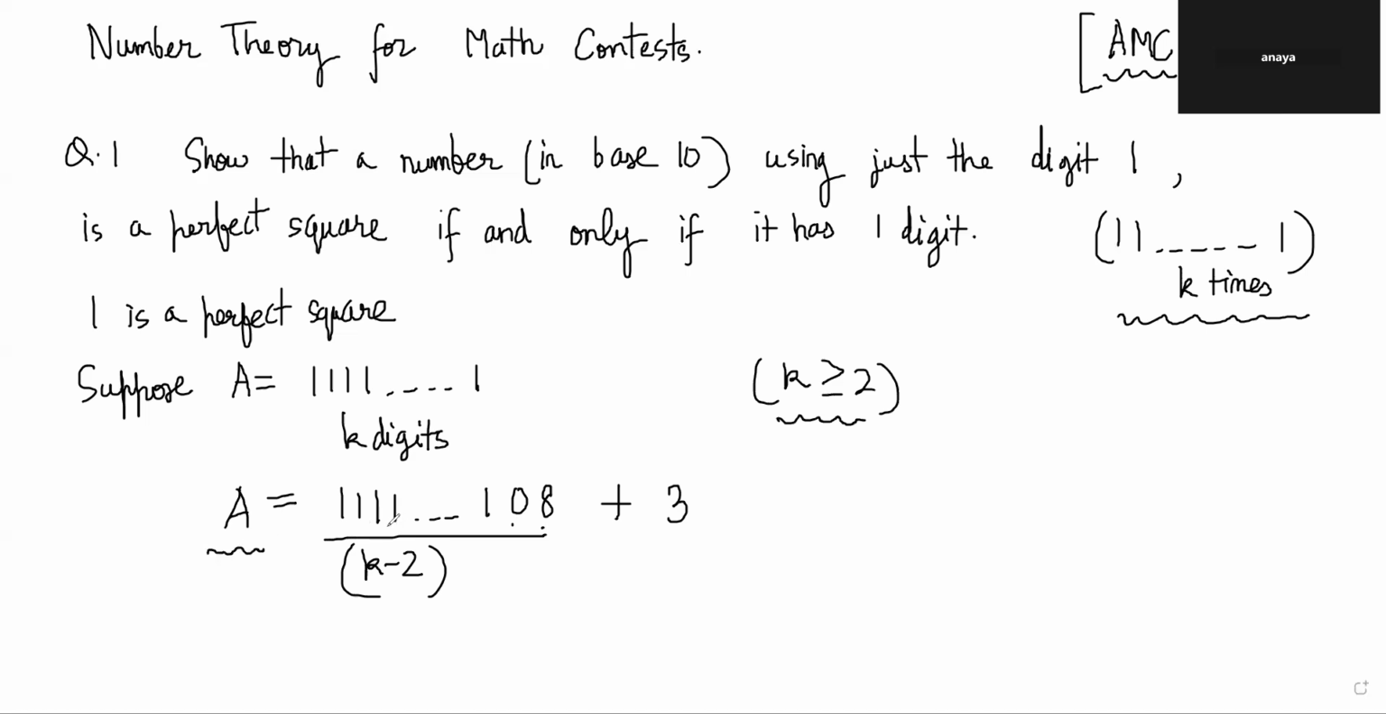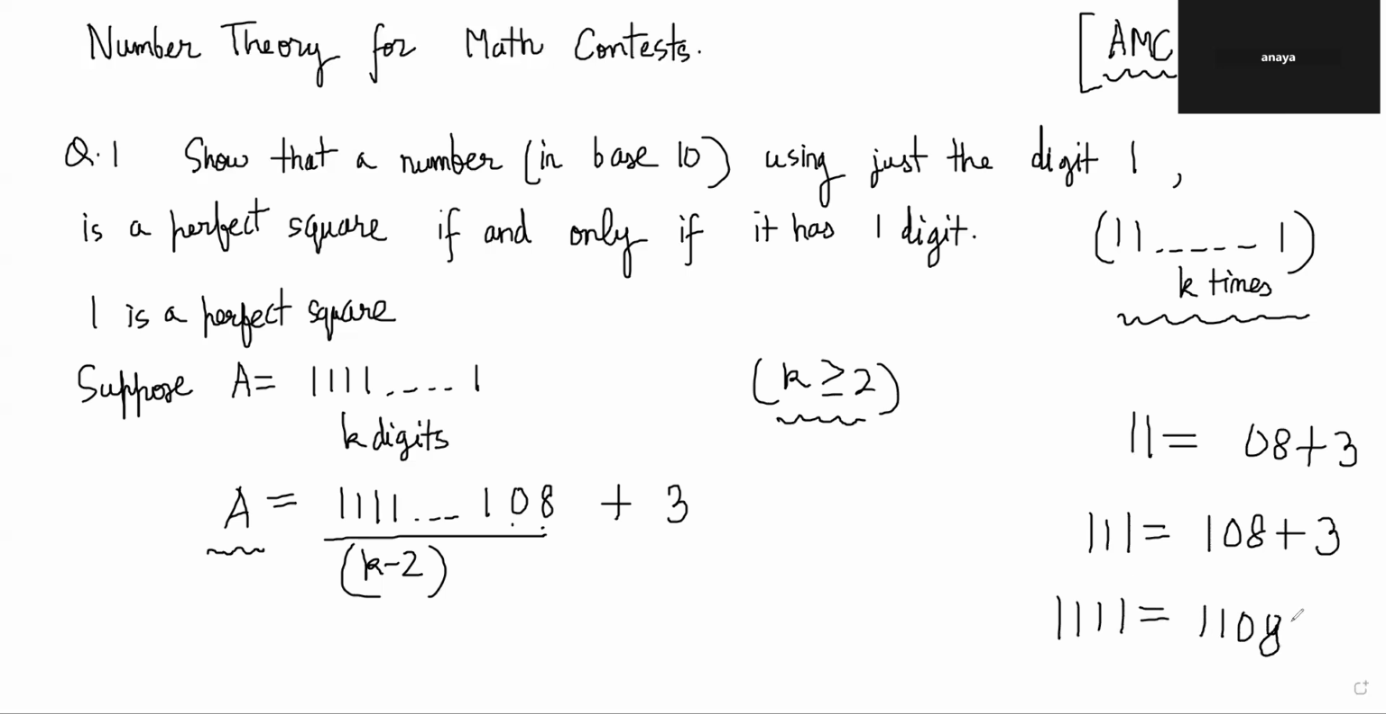So why have we written it like this? Notice that this works for any k greater than 2. Basically, 11 can be written as 08 plus 3, and 111 can be written as 108 plus 3. It works all the time, 1108 plus 3.